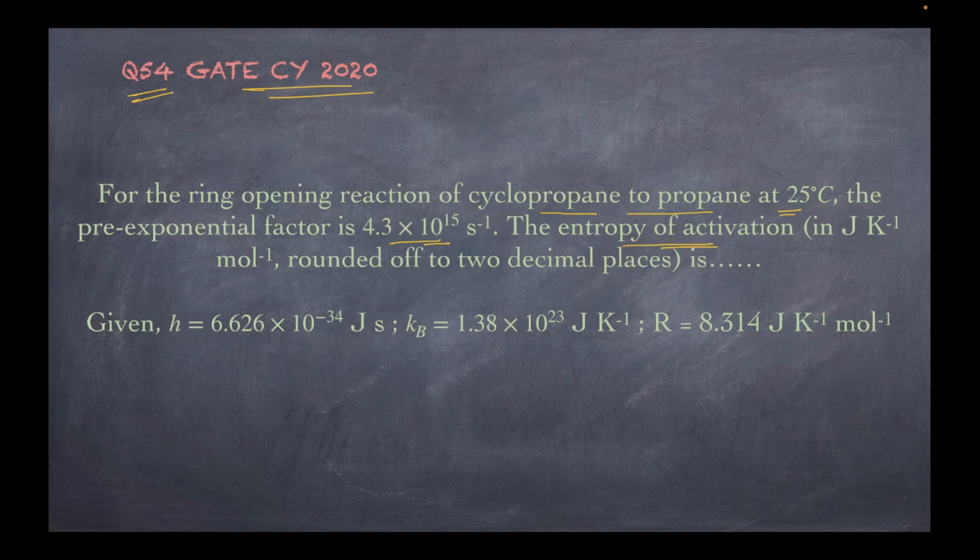Now the value of Planck constant, which is H, is given 6.626 times 10 to the power minus 34 joule second, and the Boltzmann constant is also given, which is 1.38 times 10 to the power 23 joule Kelvin inverse, and the value of universal gas constant R is also given 8.314 joule Kelvin inverse mole inverse.